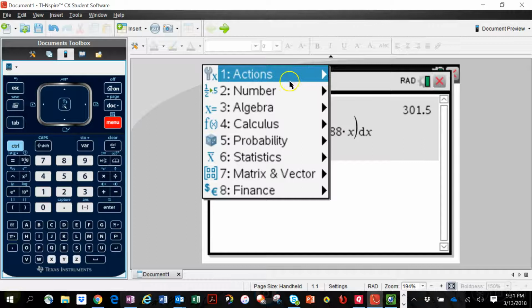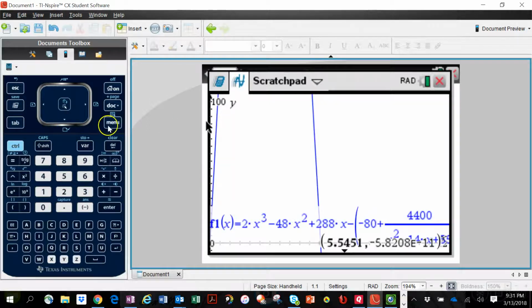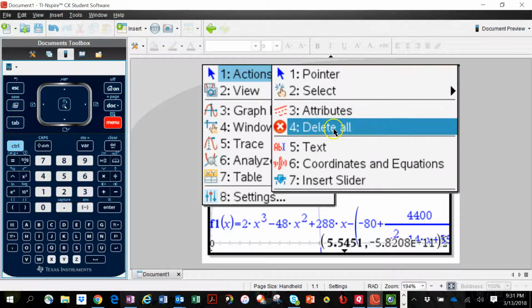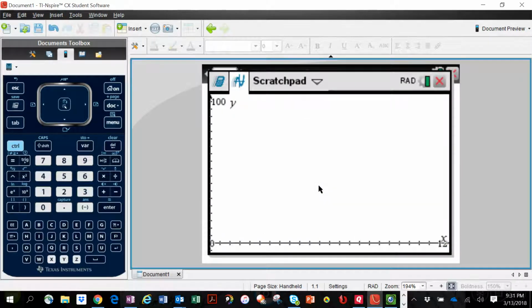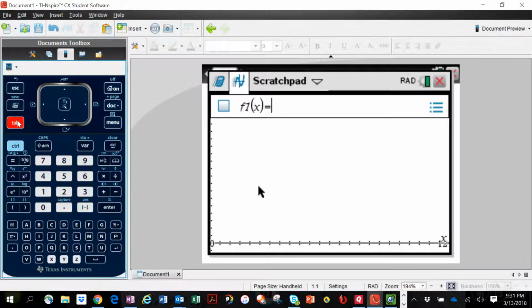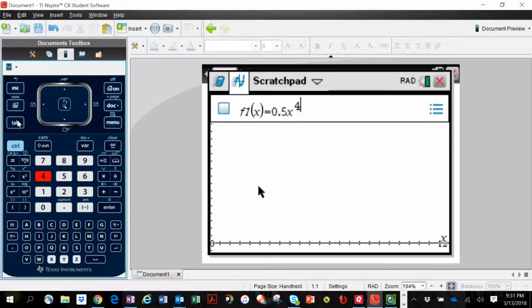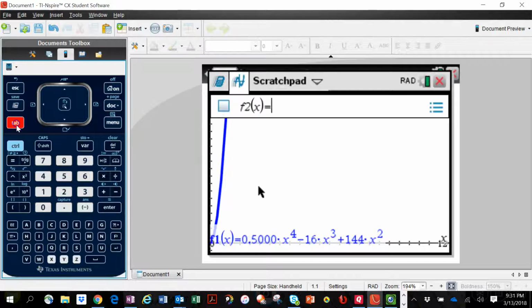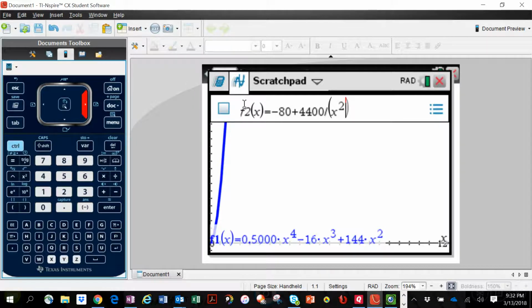Okay, we're going to go to Menu. Sorry. We're going to go back to the graph. We're going to do Menu, Actions, Delete All. Yes, I want to delete them all. For my first function, I'm going to type in 0.5x to the 4th power minus 16x cubed plus 144x squared. For my second function, that's going to be the L of t expression, the negative 80 plus 4400 divided by x squared minus 14x plus 55.